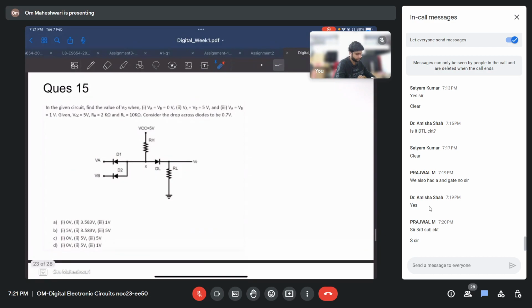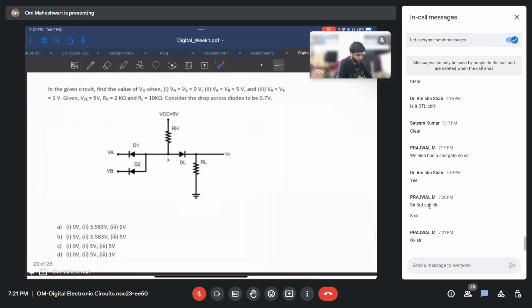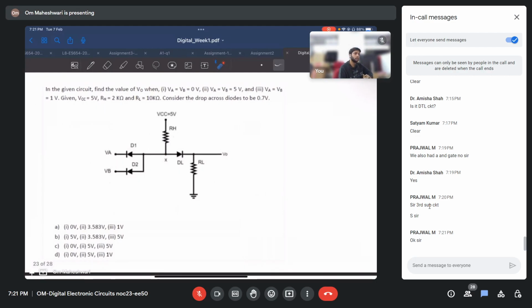Okay, let us see this question. What is given? In the given circuit, find the value of V naught when VA VB equal to 0, VA VB equal to 5, and VA VB equal to 1. Okay, let's see case by case. First case, VA VB equal to 0. When both are 0, these diodes are on. The voltage drop across this will be 0.